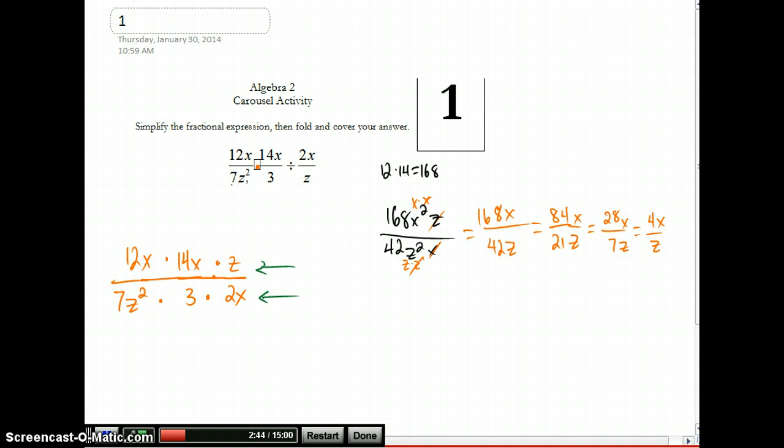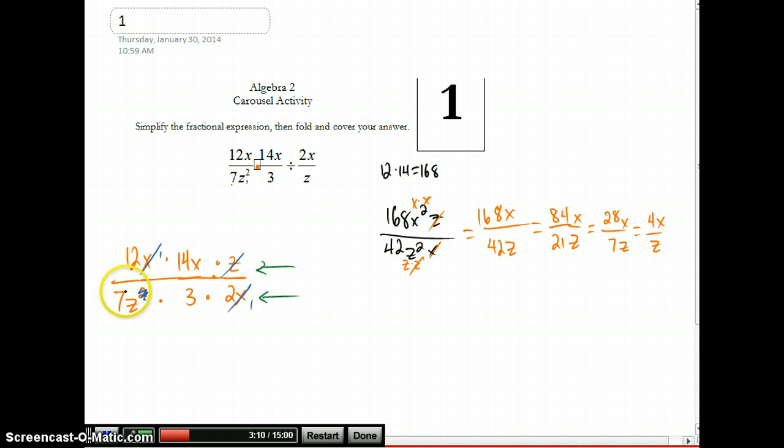And I notice that I have an x on the top and an x on the bottom. Those are gone. X divided by x is 1. Z squared on the bottom and a z on the top. You know that's z times z, so you can cancel out one of the z's, which means that it's no longer squared. It's just z. And that's it for the variables. But now we can start reducing other places.